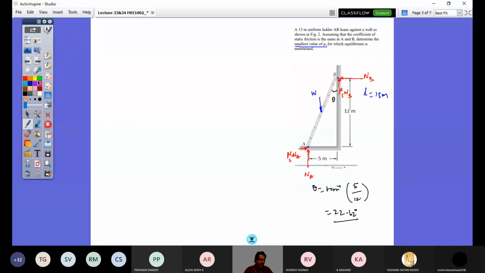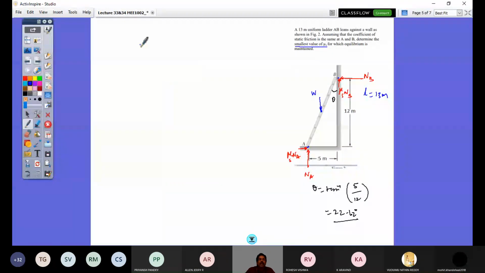So you have three conditions of equilibrium. Two equations, of course, are FB equals mu s NB and FA equals mu s NA. That's from the law of friction. What would be the maximum value possible for this friction force to maintain equilibrium? And you have three conditions of equilibrium, so let us use those equations.